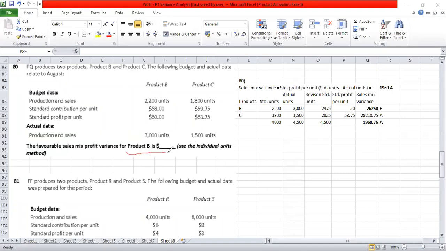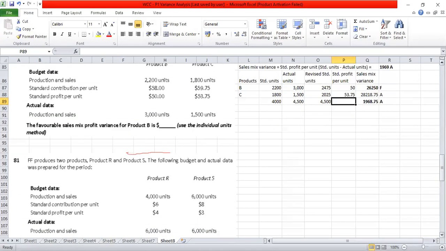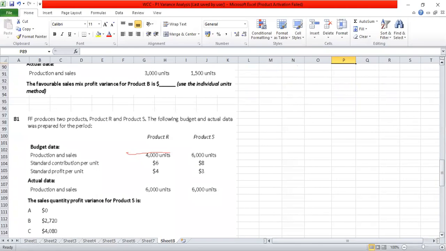But to do product B also, we need to have all this table, at least till here. So I've done that in a flow, that is the total. If they are asking total sales mix variance, this will be the answer. But because they are asking only product B, the answer will be 26,250 favorable. I have done it in a flow. I didn't realize that it's only for product B. The minute I saw that in the next question they are asking only for product S, then I realized. I went up. Okay, ma'am.